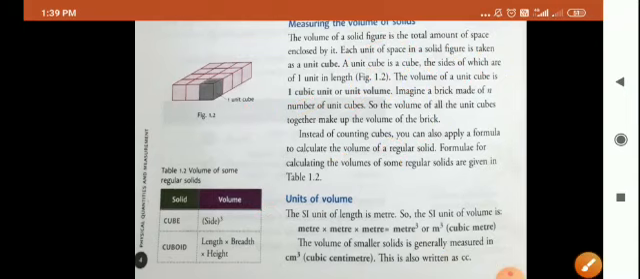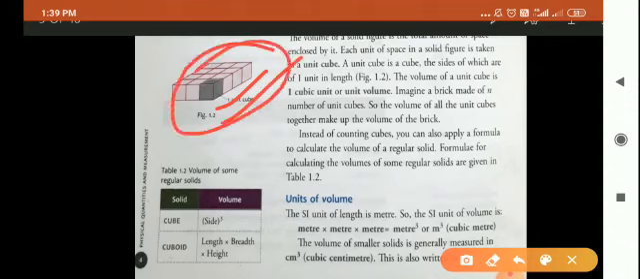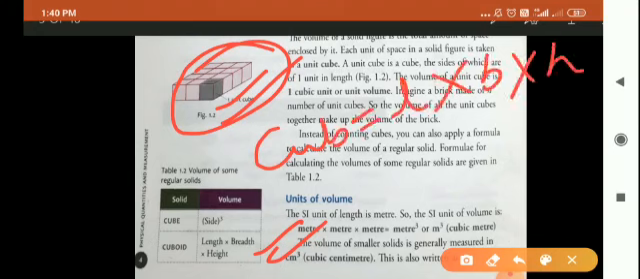Similarly, if you have a cuboid, you know this figure. This diagram is your cuboid. Yes or no? In a cuboid, length, breadth and height are different. All the sides are different. So what is the formula for finding the volume of the cuboid? For a cuboid, the formula is length into breadth into height.